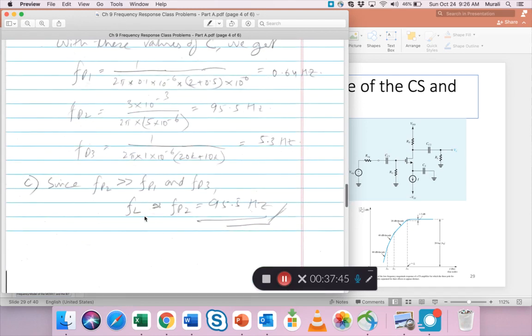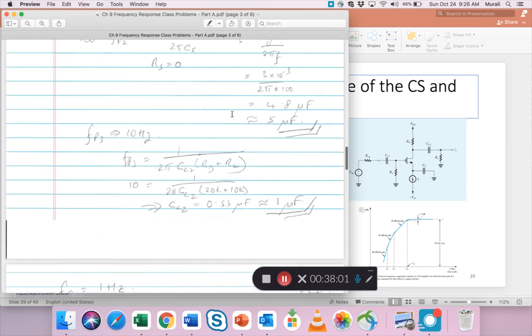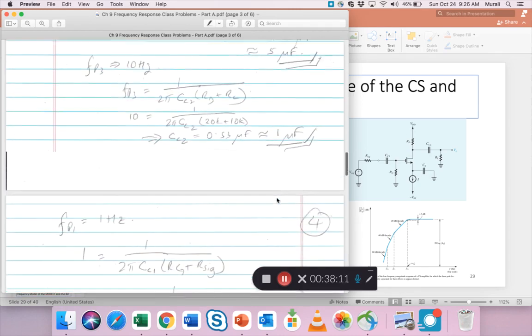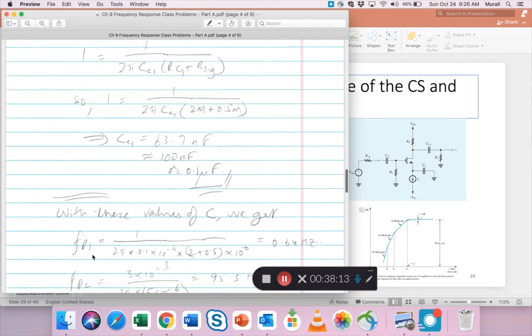So you can assume that the FL, the actual minus 3 dB frequency, is Fp2, which is 95.5 as derived here. I hope this is clear. We calculated, then we chose something close to the calculated, then we recalculated and arrived at the final answer.